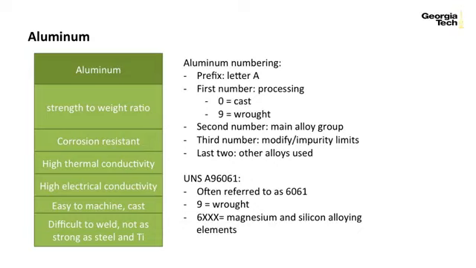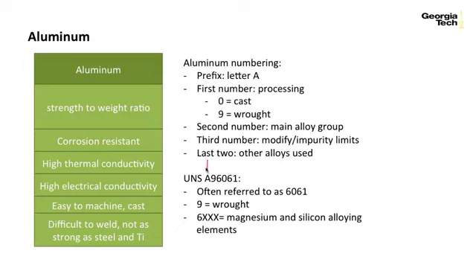So typically you might see something like a 6000, or 6, which would mean the type of alloy it is. So for a 2000 group, it's a copper alloy, and for a 6000 series, it would be a magnesium and silicon alloy. The third number indicates the modification or impurity limits, and the last two numbers specify any other alloys used.